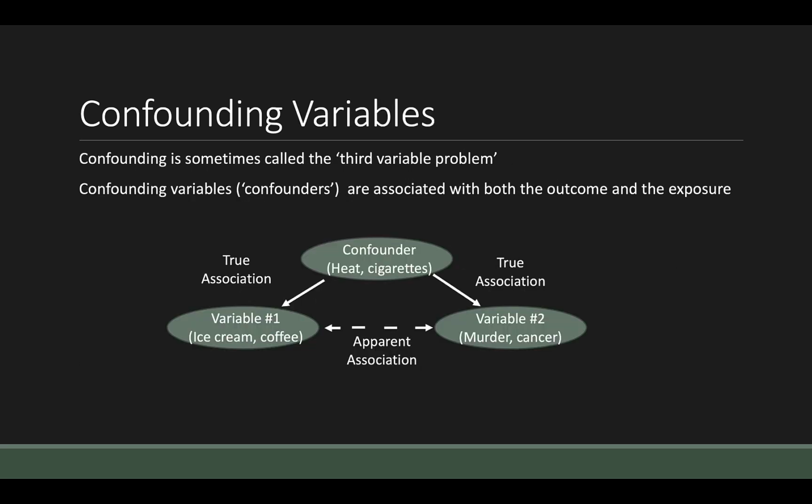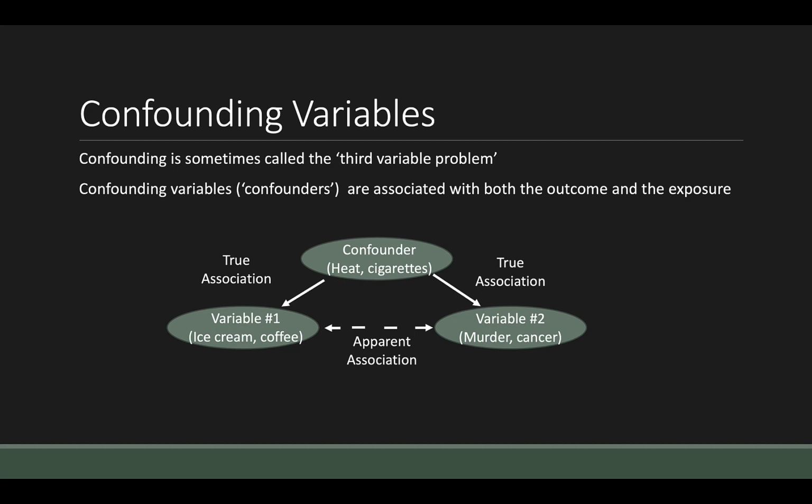Confounding is often known as the third variable problem. Let's remember this slide from Lecture 2 that confounding variables are variables that are associated with both the outcome and the exposure. And without identifying the confounding variable, it can appear that there is an apparent association between the outcome and the exposure. Remember in Lecture 2 we talked about how ice cream sales and murder are positively correlated, but that doesn't necessarily mean that ice cream is causing more murder.